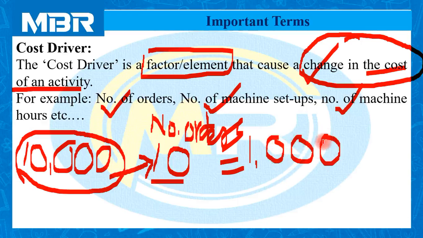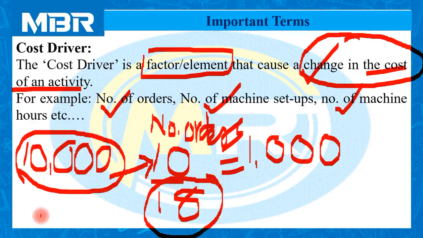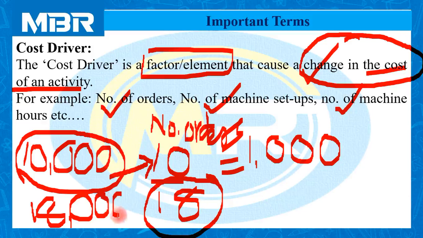Now just imagine, due to some reason, the number of orders increased from 10 to 18. So if the number of orders increases, the cost of purchase will be 18,000 rupees because we are paying around 1,000 rupees per order. So the number of orders is capable of changing the cost of an activity.